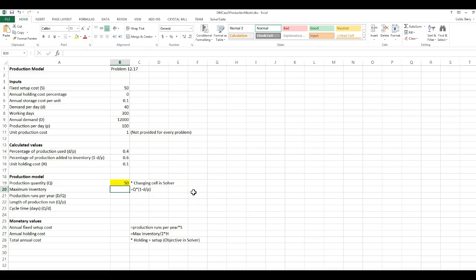The maximum inventory in this problem is not going to be equal to the production quantity as it is in the purchasing problem. This is because inventory is only going to get to 60% of the production quantity because we only add 60% of our production to inventory. So for maximum inventory, we'll multiply Q times 1 minus D over P, which we've already calculated. Keep in mind that the 50 may not be the optimal production quantity, it's just a placeholder.